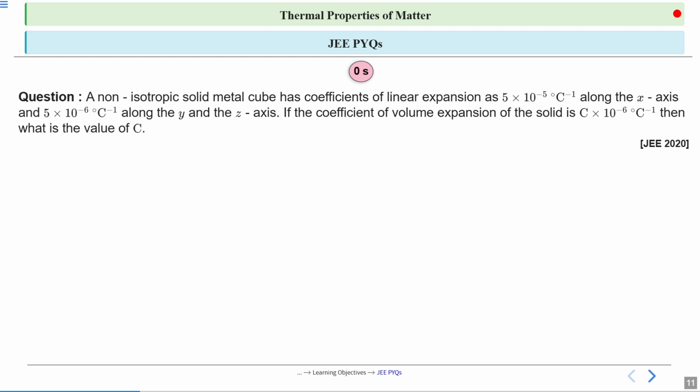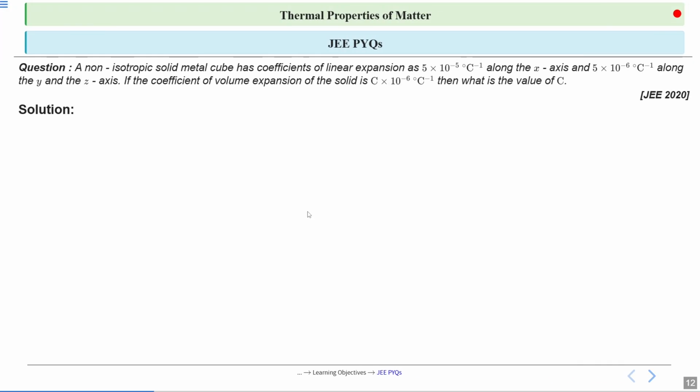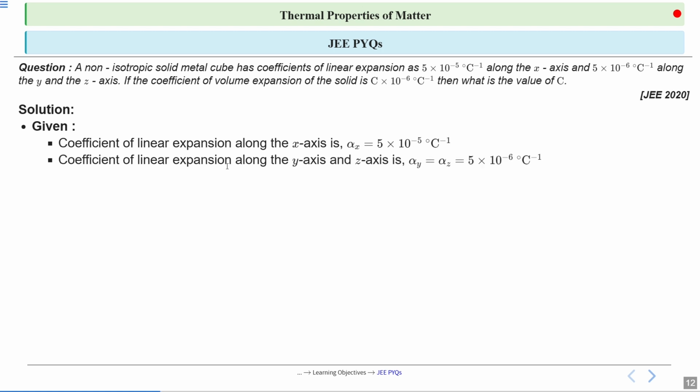Let's see the solution of this question. So, these are the given terms. First, the coefficient of linear expansion along the x-axis is alpha x equal to 5 into 10 raised to the power minus 5 per degree Celsius. And the coefficient of linear expansion along the y-axis and z-axis is alpha y equal to alpha z. It means both are the same, that is 5 into 10 raised to the power minus 6 per degree Celsius.